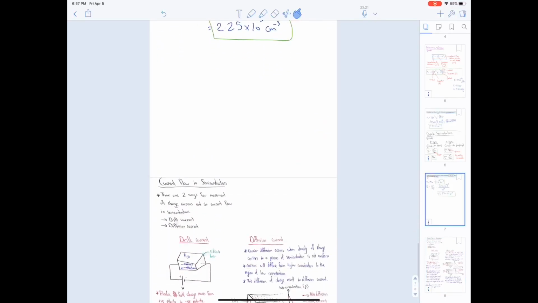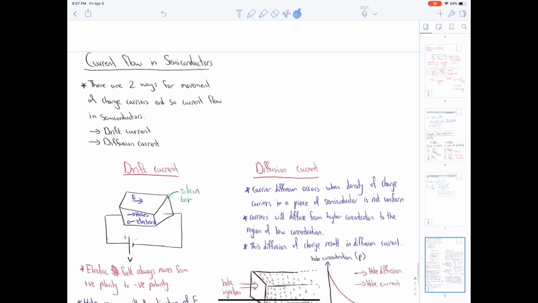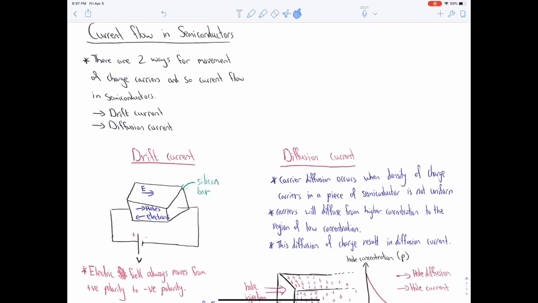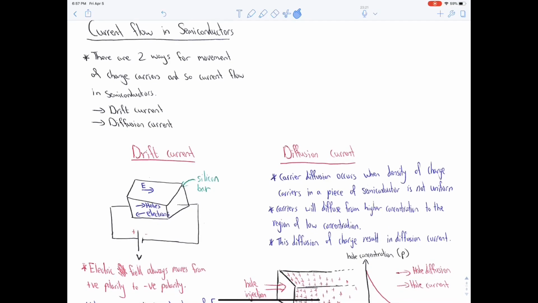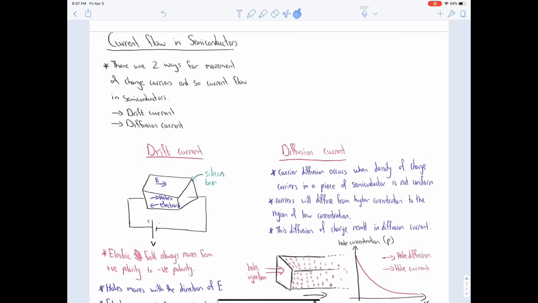Okay. So now we have discussed the behavior of the silicon, whether it's pure or mixed with phosphorus or boron. Now there are two ways for the movement of charge carriers so that current flows in the semiconductor. You know, we said that when the covalent bond breaks, electrons and holes are free to move. There's a drift current and a diffusion current.